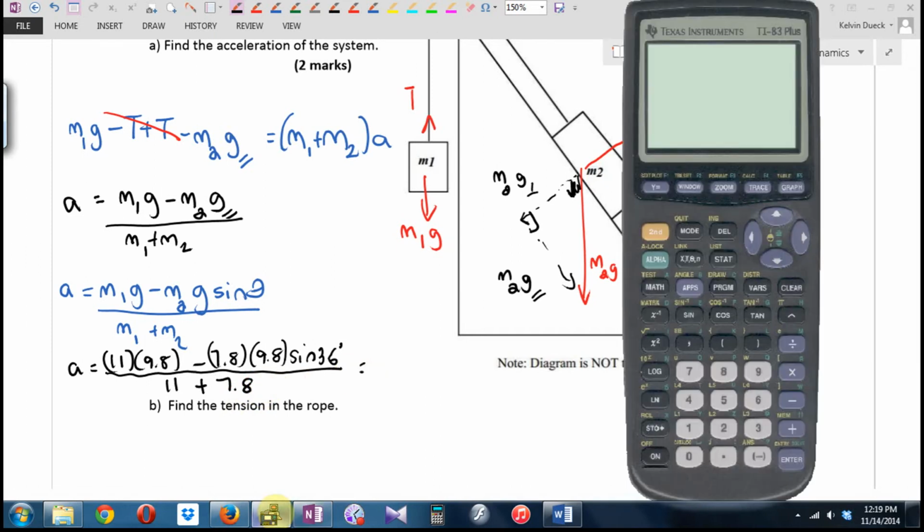By the way, note the diagram is not to scale. Definitely not, because 36 degrees is only about this steep, not this steep. But I wanted to give you an exaggerated diagram just to show you what the components look like, because they look a little different than we're used to. In brackets, 11 times 9.8 minus 7.8 times 9.8 times the sine of 36, divided by bracket 11 plus 7.8. You get an acceleration of 3.34. Yep.